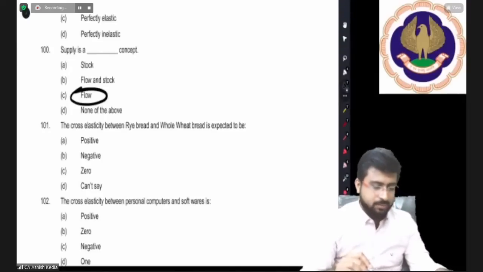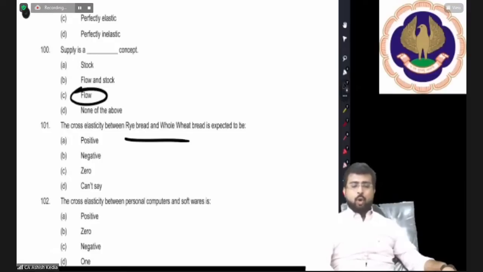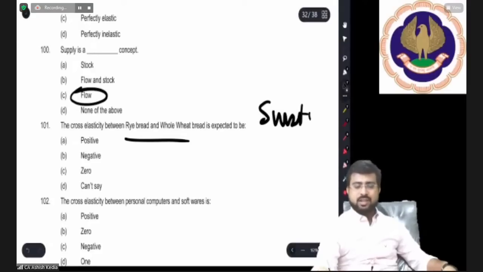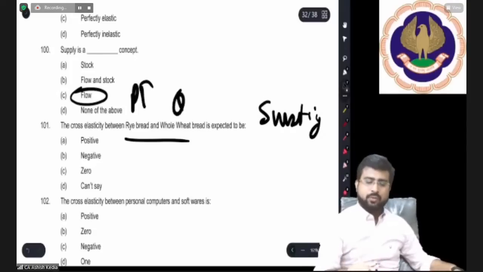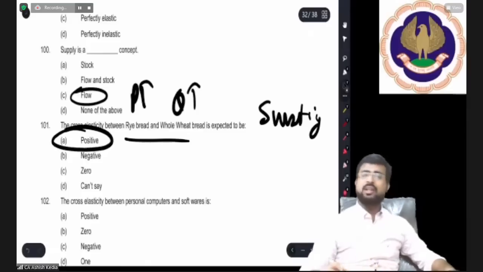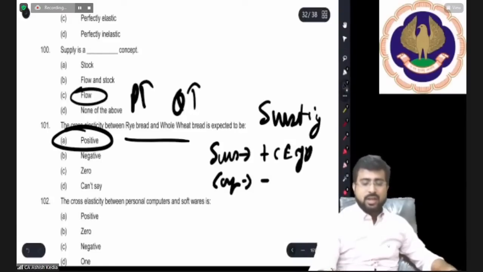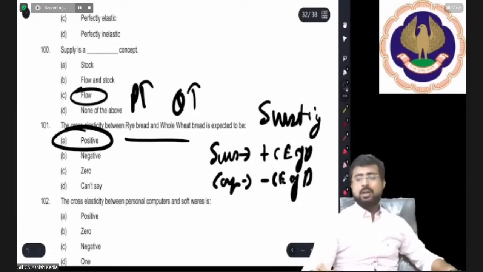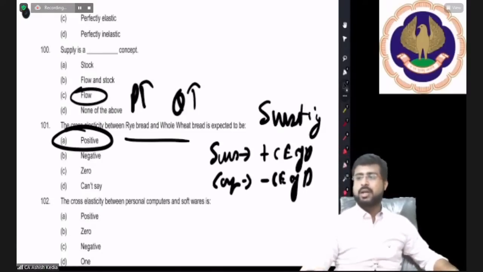Next, question number 101. What is the cross elasticity between rye bread and whole wheat bread? Now you see they are substitutes. For substitutes, it's a direct relationship. For example, if the price of rye bread rises, people will consume less of it and more of whole wheat. So there is a direct relationship, also called positive relation. Remember, substitute goods will have positive cross elasticity of demand. Complementary goods will have negative cross elasticity of demand. Please remember this, everybody.